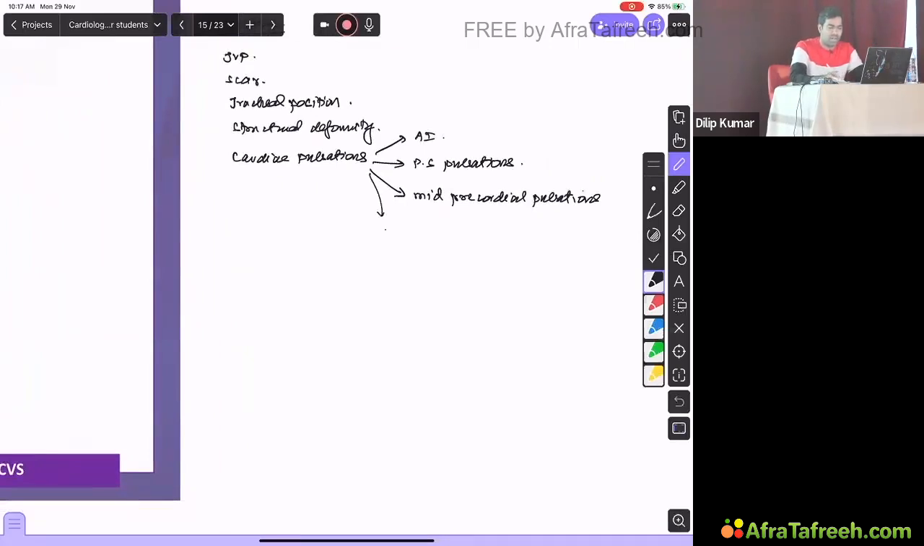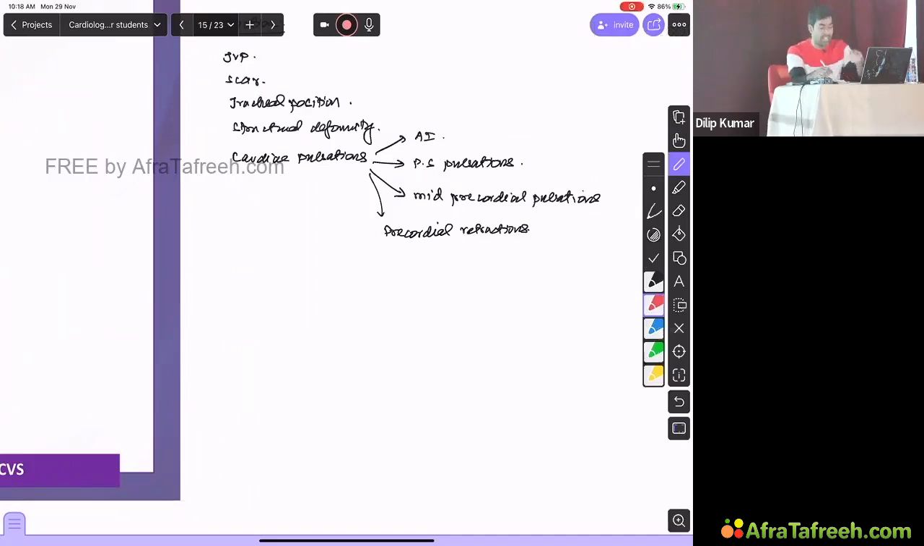And you have precordial retractions. Okay, so these are basically cardiac pulsations. What are the reasons for that?